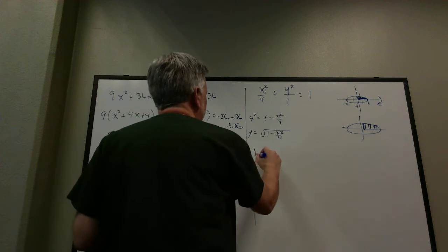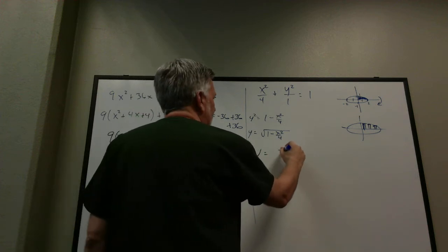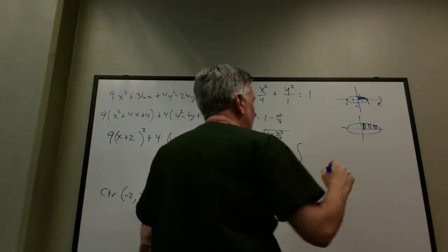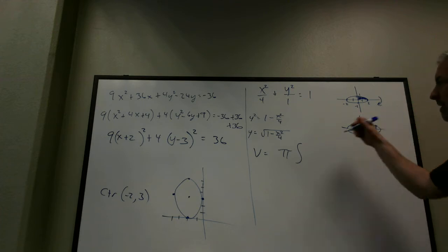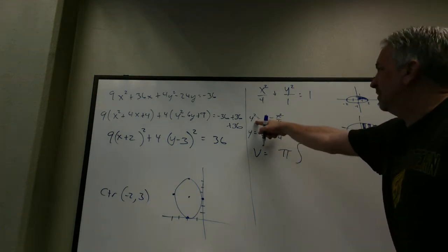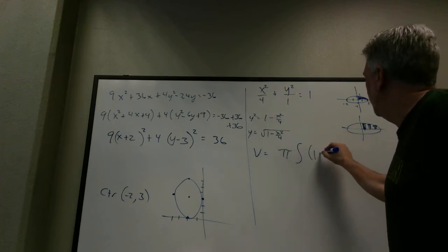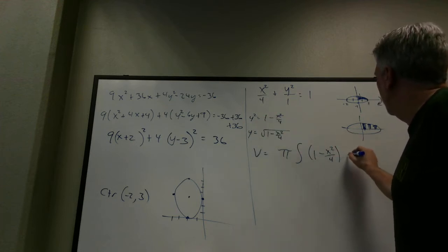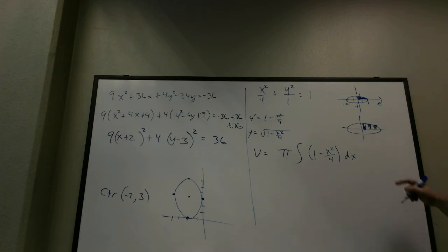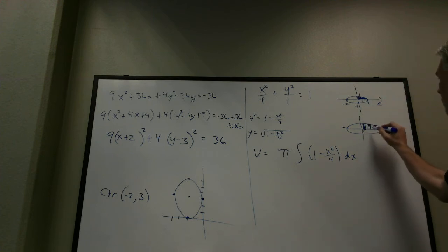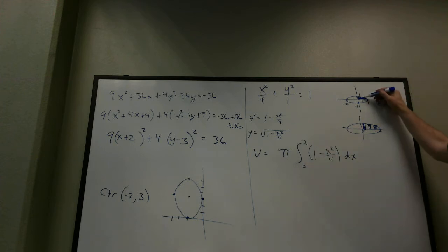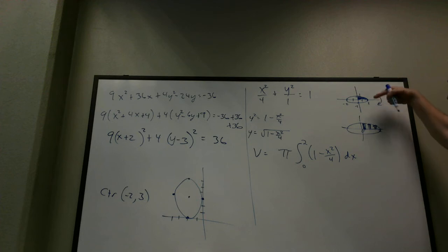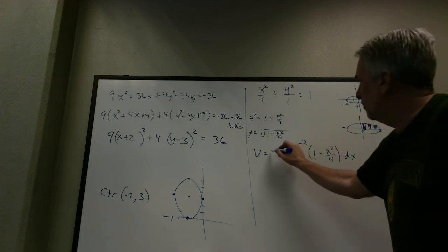Right? So what's the volume here? The volume is pi times the integral of the radius squared. Well, the radius is the height of the rectangle, which is just y, but it's y squared. So I didn't really need to solve for y here because I'm going to square it anyway. So it's 1 minus x squared over 4 dx. And notice I'm only integrating from 0 to 2. But notice that's just going to be the volume when I rotate this around the x-axis. They want the whole thing, so I have to double it.